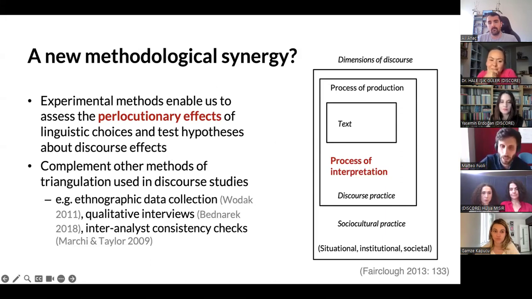But the point that I really want to press here is that only by incorporating these other methods can we finally properly tackle the processes of discourse interpretation, which are fundamental, as Fairclough already argued in his work, but are still quite understudied. And so to get to a fuller understanding of discourse as a social practice, we do need to tackle this aspect of it more seriously.